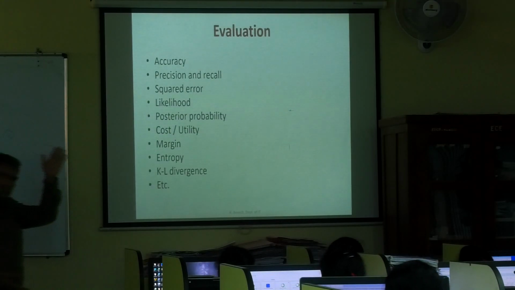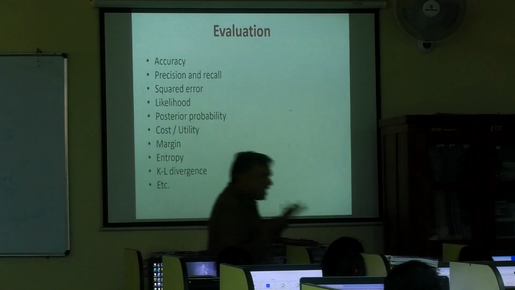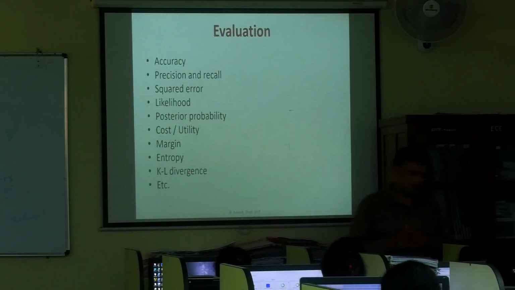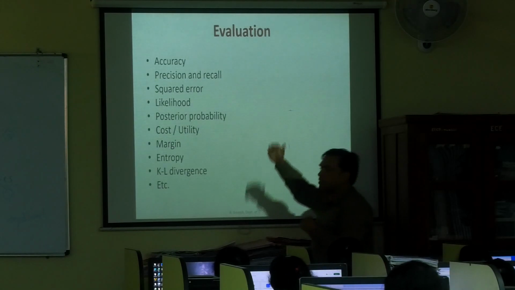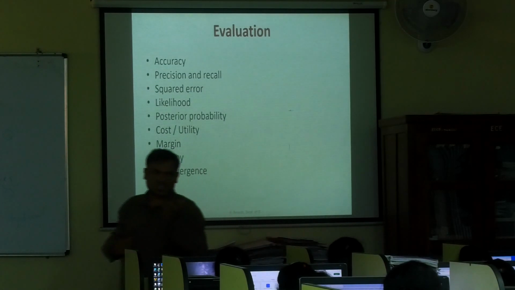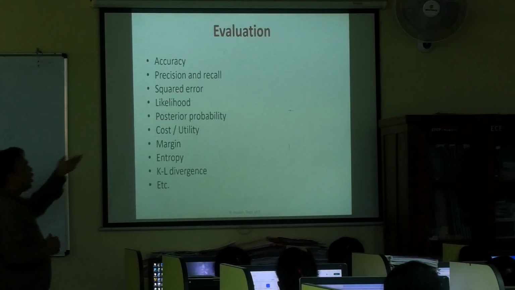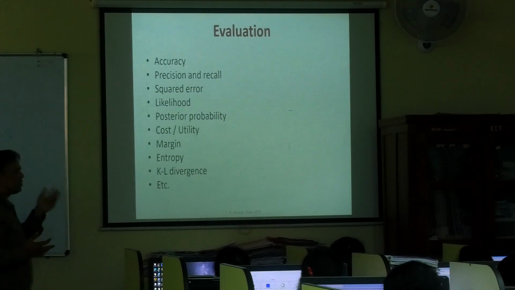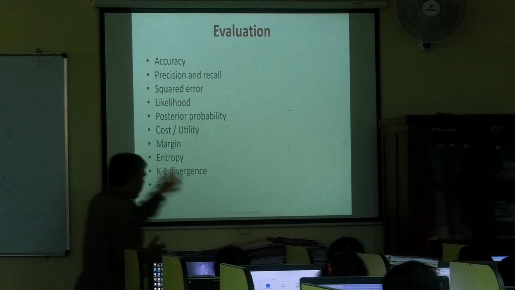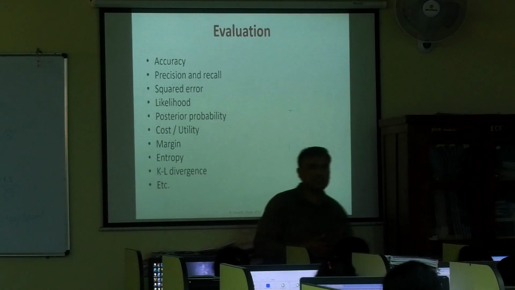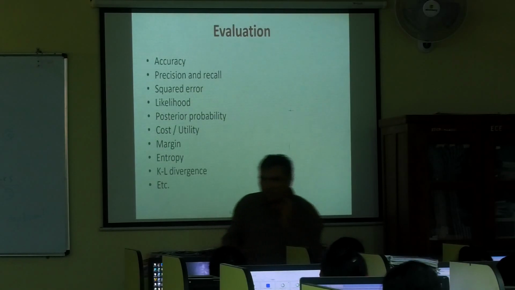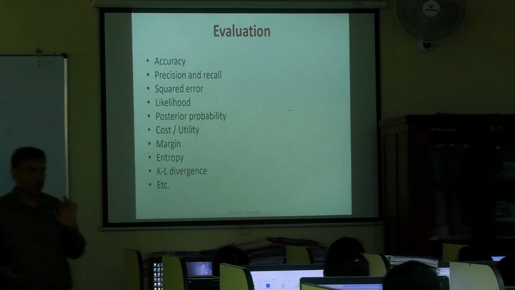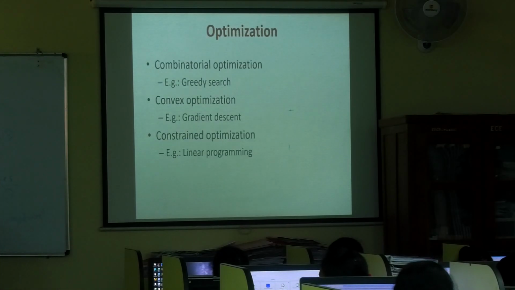Evaluation, already discussed in the first lecture, is carried out by various performance measures. Performance measures means accuracy, precision, recall, squared error, mean square error, PSNR (peak signal to noise ratio), posterior probability, cost, margin, entropy, or divergence. Many parameters are there, depending on the data, which kind of data you have, or which kind of applications you are performing. Based on that, performance measures will vary.